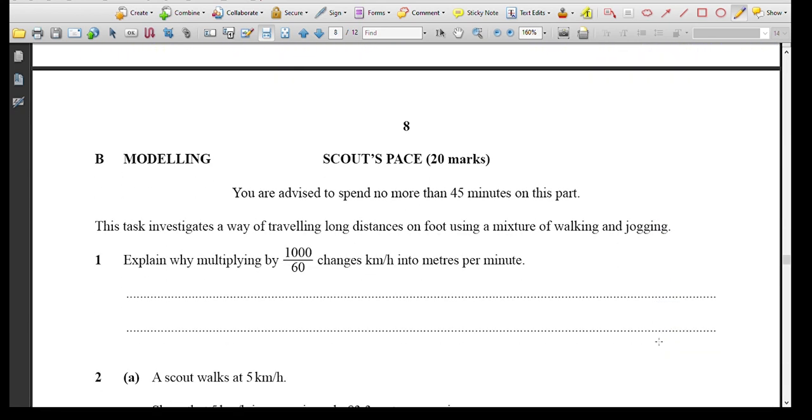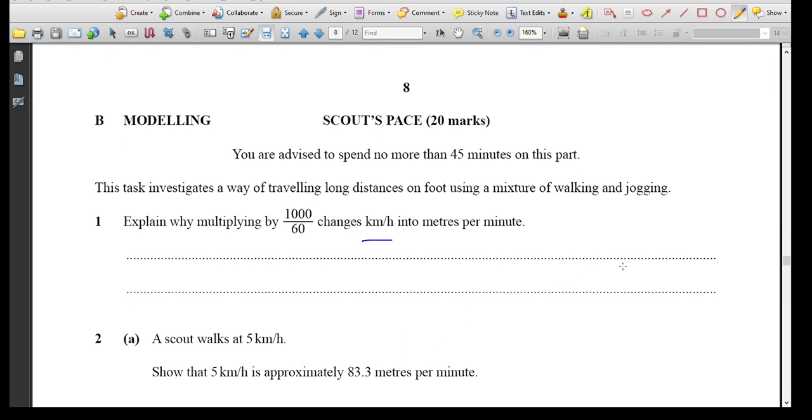Let's start with the modeling. Even this modeling has 20 marks, and Cambridge is again advising us not to spend more than 45 minutes on this. Let's start the question, and here we are going to use RGDC more. Explain why multiplying by 1000 divided by 60 changes kilometer per hour into meters per minute. So here the distance unit we are going to change from kilometer to meter, and to change kilometer to meter we have to multiply by 1000, and hour to minute is nothing but dividing by 60, because 1 hour equals 60 minutes.